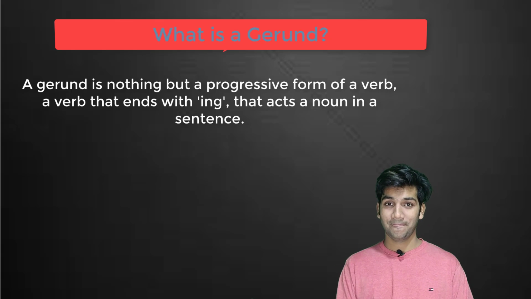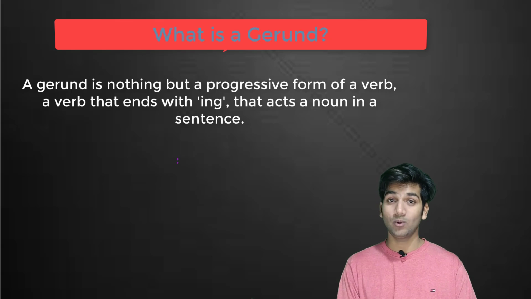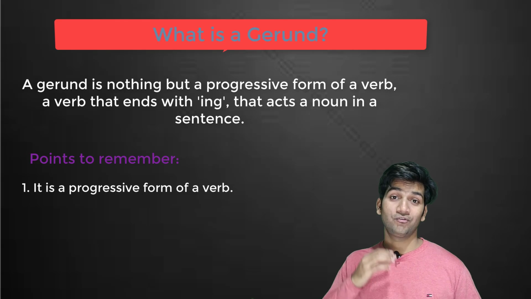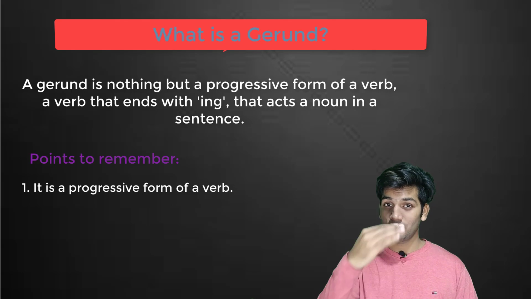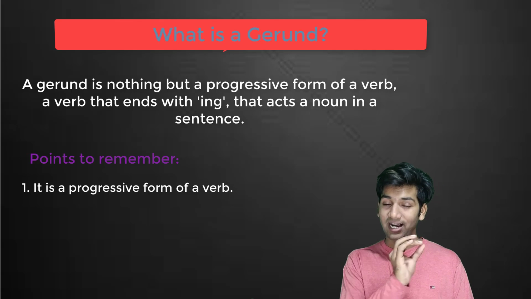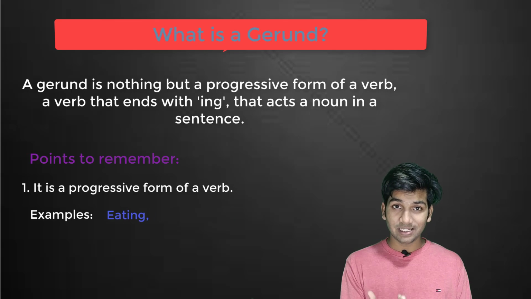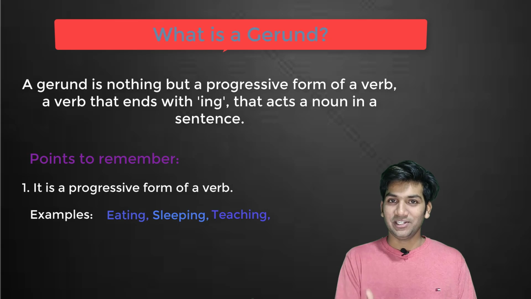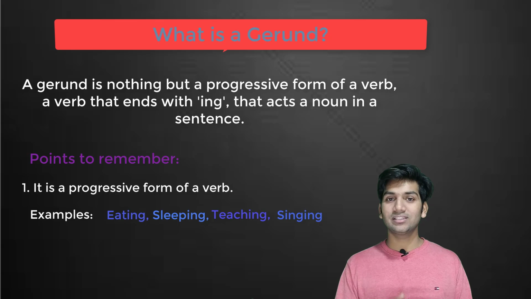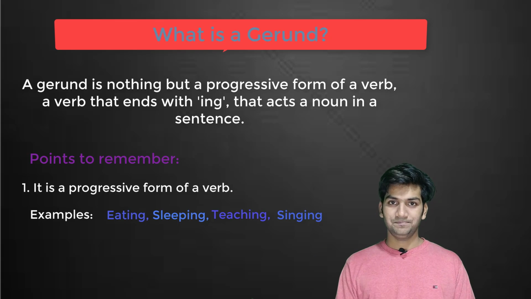So, from this very definition, there are two important things that we need to understand. Number one, it is a progressive form of a verb, which simply means it always ends with ing. For example, eating, sleeping, teaching, singing. These are all verbs ending with ing. Number one, it's a progressive form of a verb.